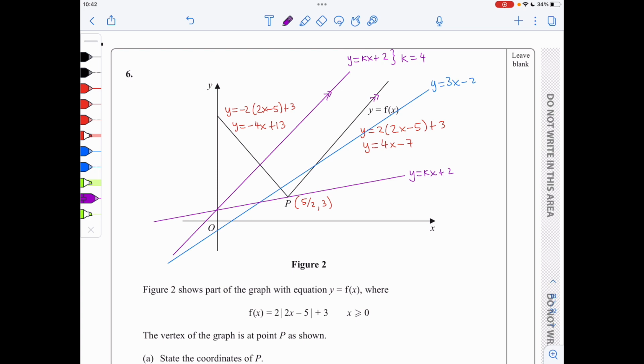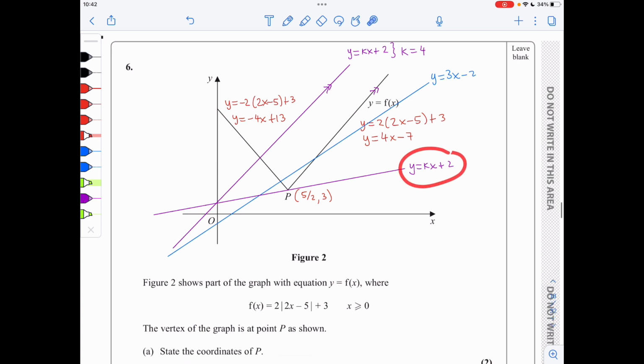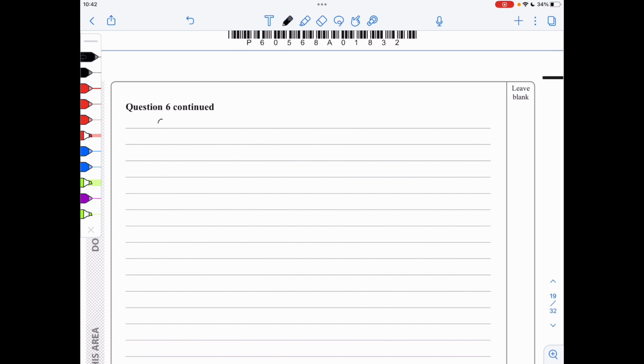Let's try looking at this case here to find the value of k. So we have the line y is kx plus 2. We know that when x is 5 over 2, we need y to be 3. And therefore I substitute 3 is 5 over 2k plus 2. Multiply throughout by 2, I get 6 is 5k plus 4. So we get that 2 is 5k, and therefore k is 2 over 5. So we can now conclude that k must be between 2 over 5 and 4 for 2 points of intersection.